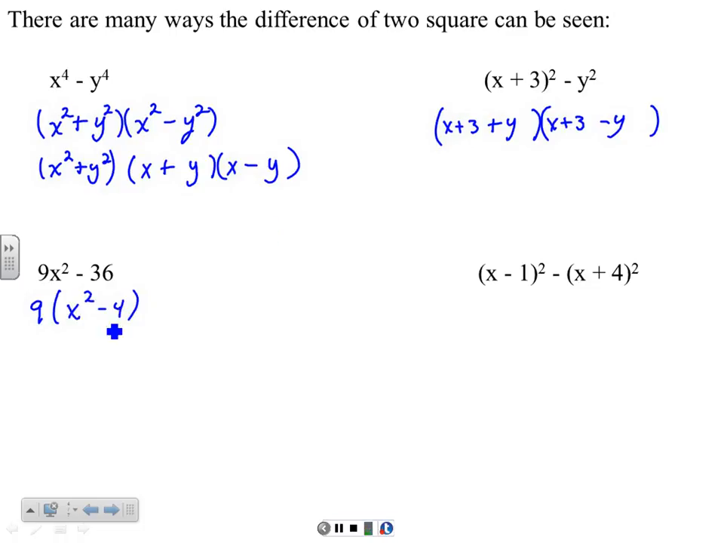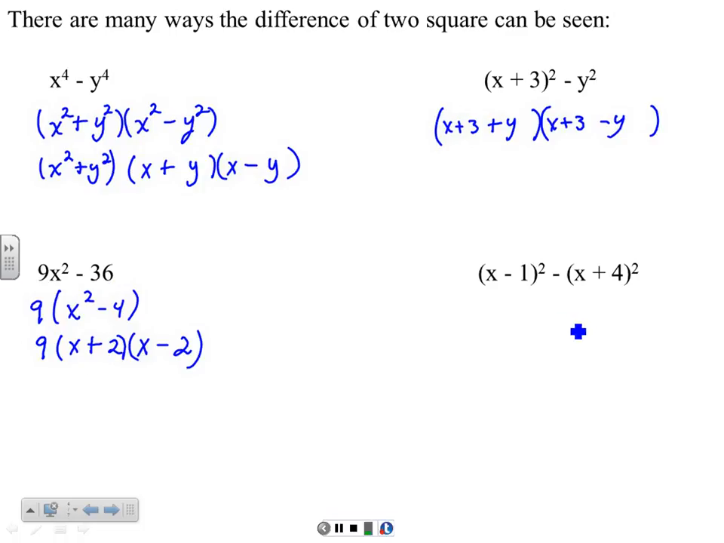Now this is not completely factored. Remember I told you on the test and homework it's going to say completely factored, and this is not completely factored because this is the difference of two squares again. So what I'm going to do is the difference of two squares pattern. So we're going to have a plus and a minus. The square root of x squared is x, and the square root of 4 is 2. So to me, I think that was a lot easier. So I would say always look for something in common first.